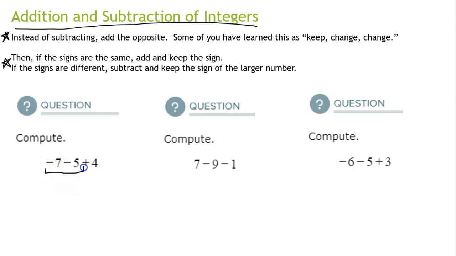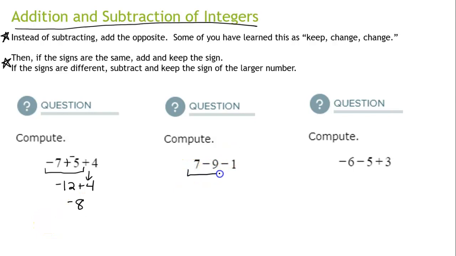Let's start out just worrying about -7 minus 5. Keep, change, change. These signs are the same, so I'm going to add and keep the sign, and then I'm going to bring down the +4. Now it's, oh, I don't need to worry about keep, change, change because it's addition, not subtraction. So I use my rules for addition. If the signs are the same, I would add, but they're different, so I'm going to subtract and keep the sign of the larger number.